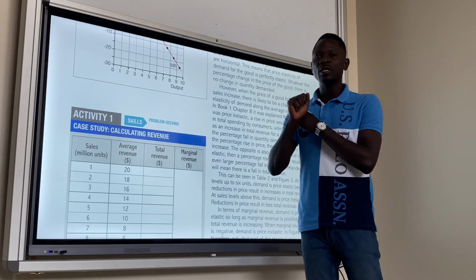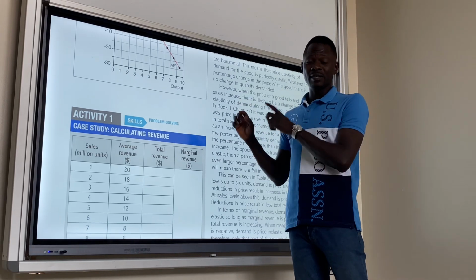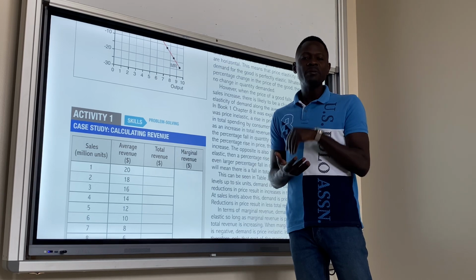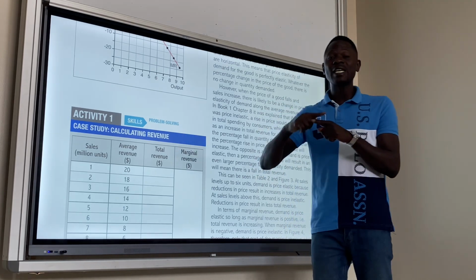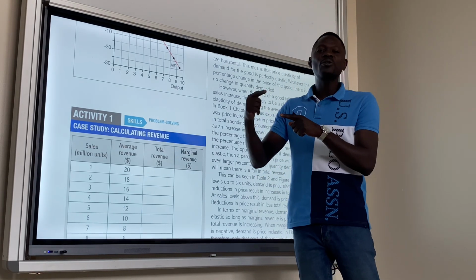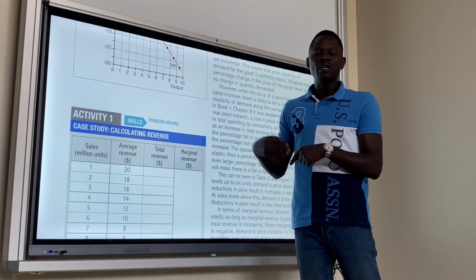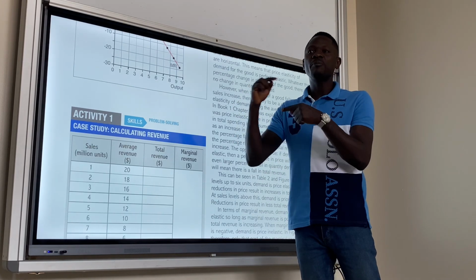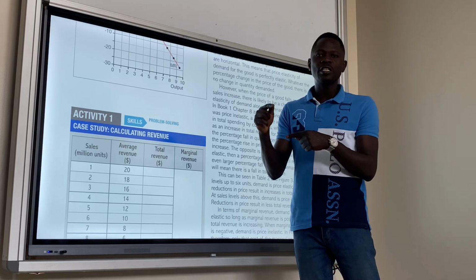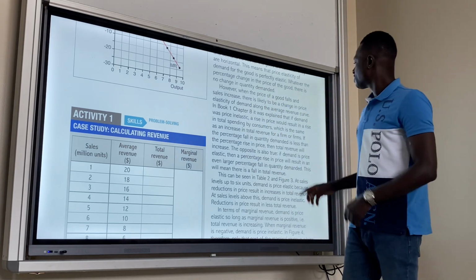So consumer spending will increase on the products, and the revenue firms make will also increase because the price has increased, and the quantity sold will also increase. Or if it's not even increasing, it still remains the same. But based on the fact that the price has changed, the total revenue will also increase.